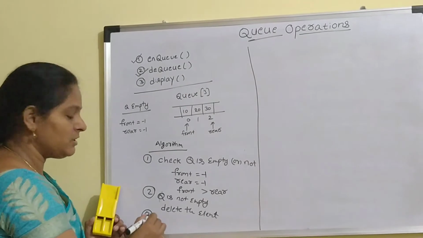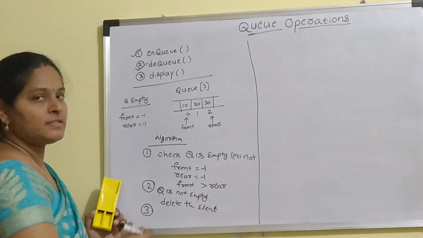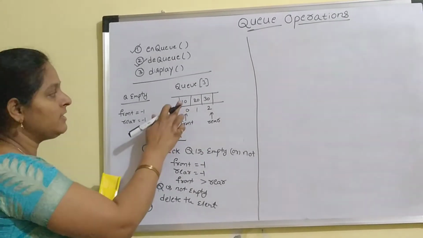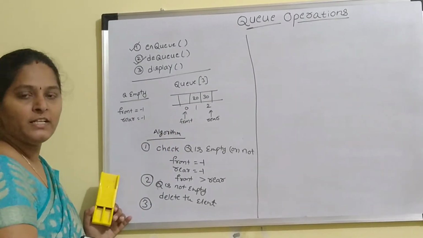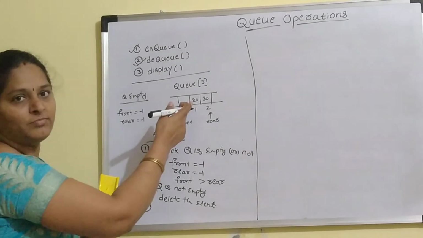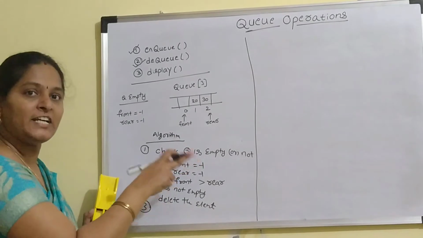After deletion, make the next element the front element. Just see in this example, now the front pointer is 10. If you want to delete 10, first delete 10. After deletion of 10, which element becomes the next front element? 20, right? Always the front pointer should point to the front element.